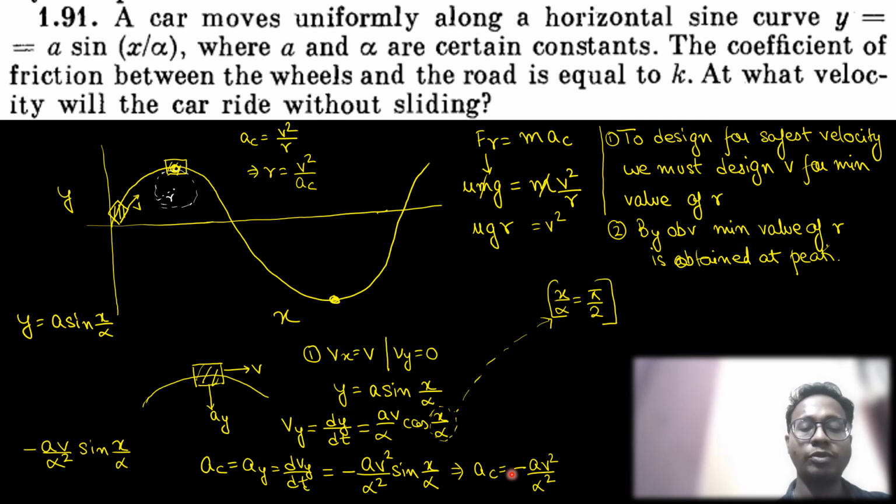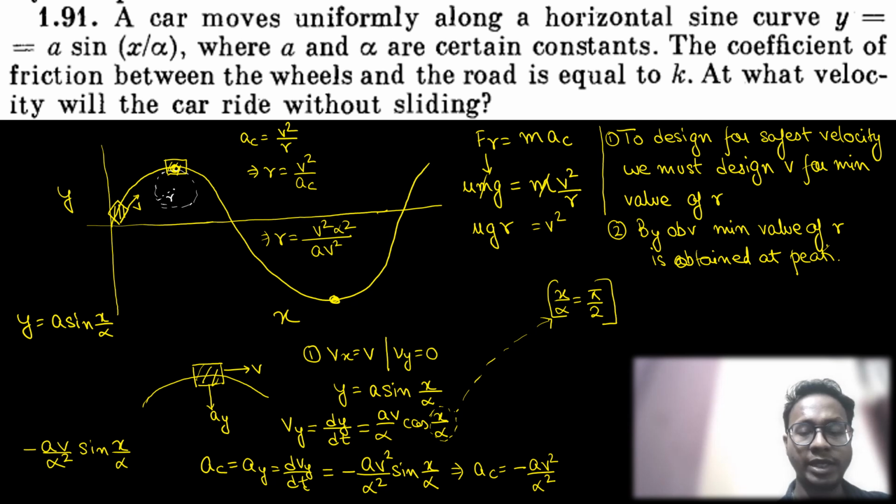One more thing, this minus sign here only determines that the acceleration is in the negative y direction. So if you just put the magnitude here, it would come out to be fine. Here, r is equal to v square by the centripetal acceleration, a v square by alpha square, and this alpha square is going up, so I send this alpha square to the top.